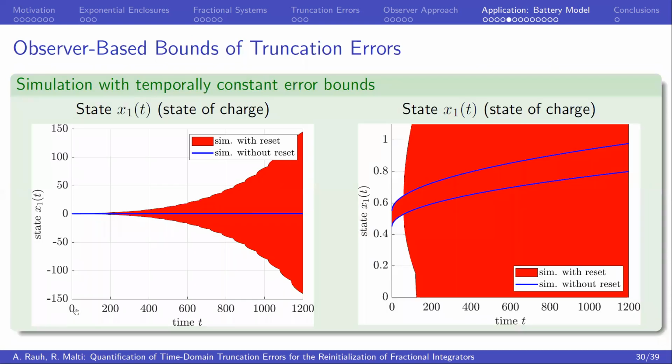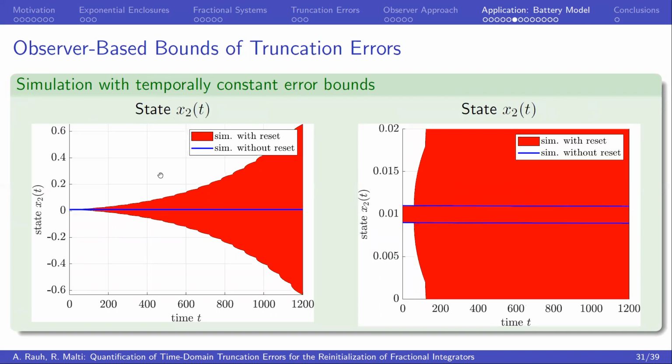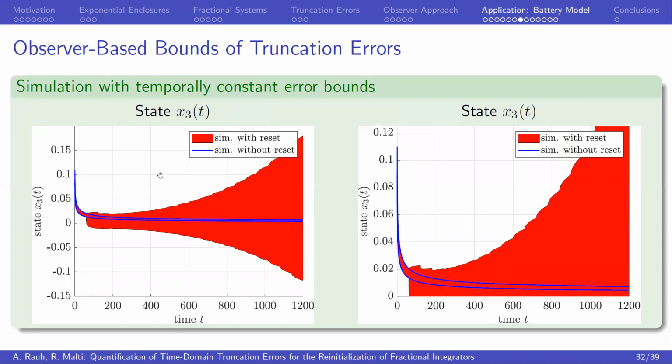Now let's have a look at a naive simulation of the system when resetting the fractional integrator after 1 minute of simulation time and taking into account constant error bounds mu. In this case, you see that for the state of charge x1, for the second state x2, and also for the third state x3, the bounds are blowing up here in red, while the exact, true bounds will stay here in blue in the interior and converge to some corresponding steady state.